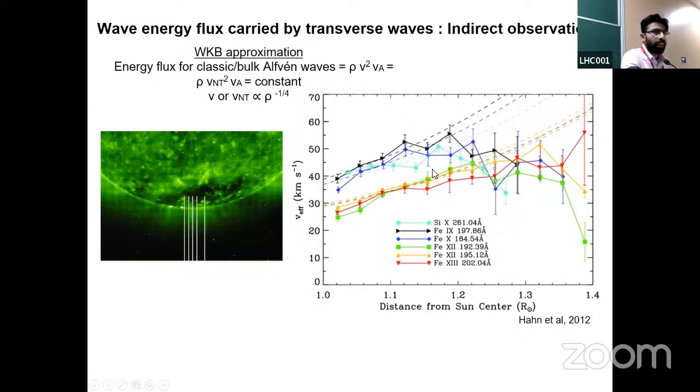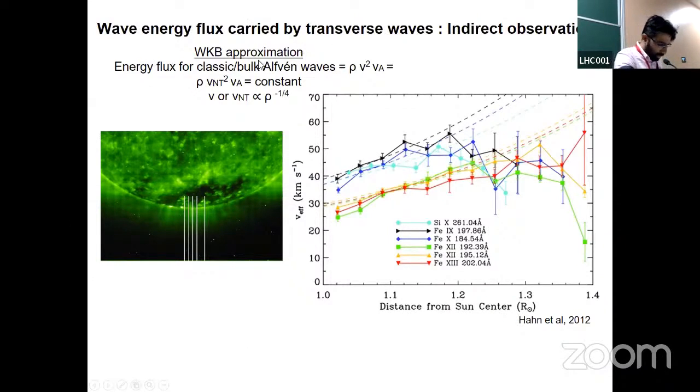So then people said that, okay, if wave amplitudes are not increasing, then it means that these are the signatures of damping. And therefore they said that, okay, if one can compute the amount of this difference in energy flux, then one can compute the wave energy flux, and they said that, okay, it is enough to heat the solar corona. But the other important point here is the WKB approximation.